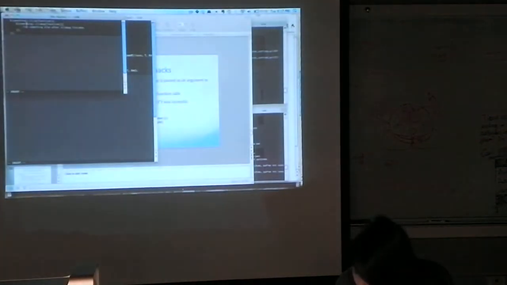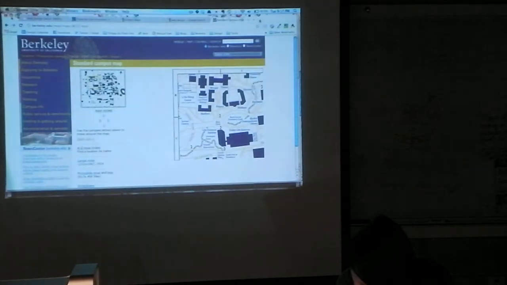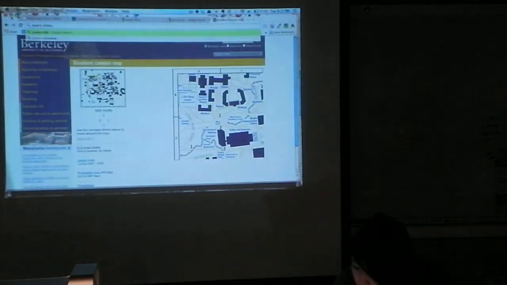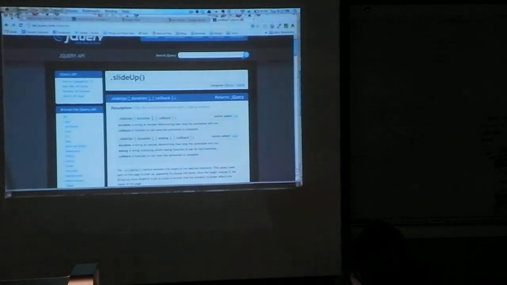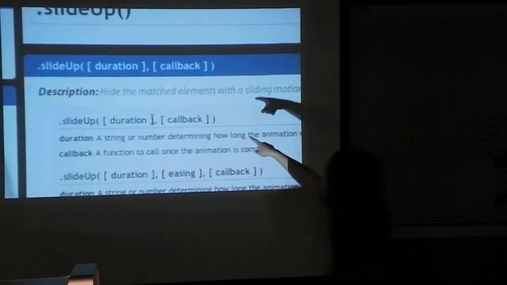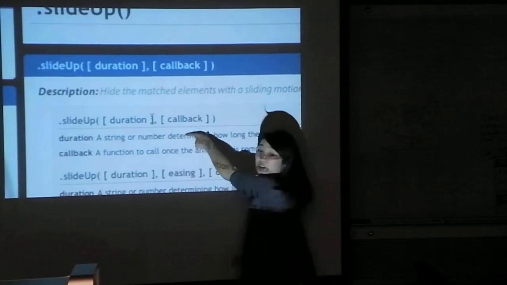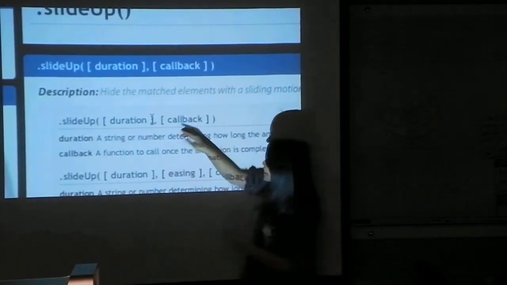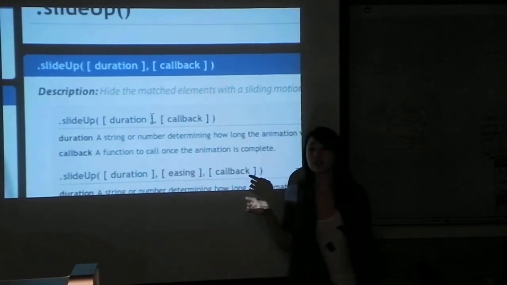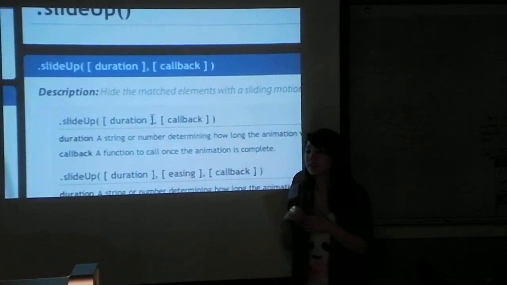Wait, so if you look in the documentation, they usually have information on how. Yeah, so they have slide up, duration, and then callback, right? They tell you where to put the callback. And callbacks are just anonymous functions. So you can just stick an anonymous function inside of here. Does that make sense?